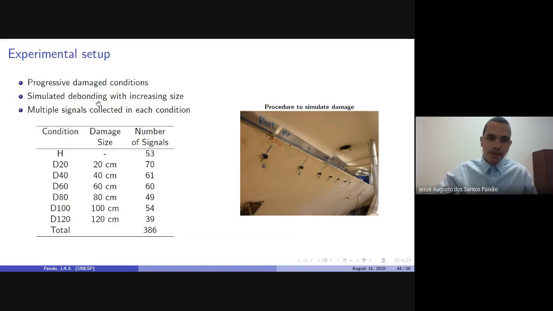Then they simulated the debonding with increasing size, varying from 20 centimeters to 100 centimeters, which is presented in this table here. And they acquired multiple signals for each condition, which is presented here. In total, 386 signals were acquired from this structure, which were used for damage detection and also damage quantification.